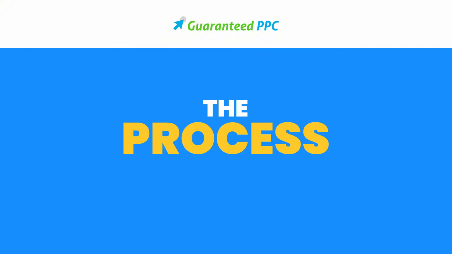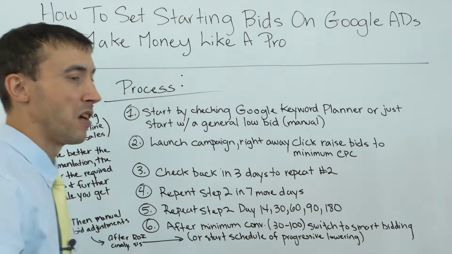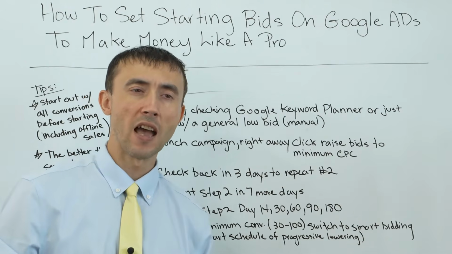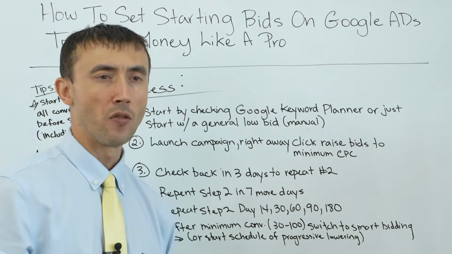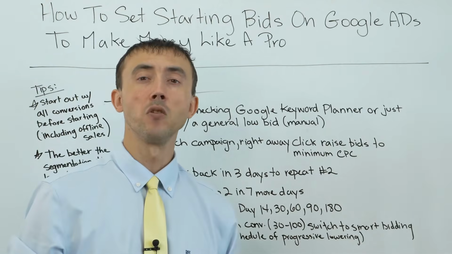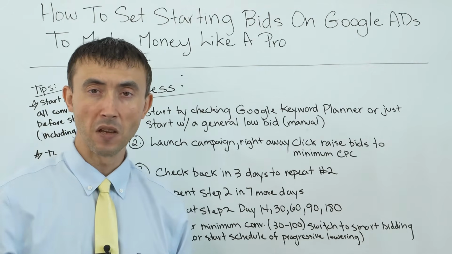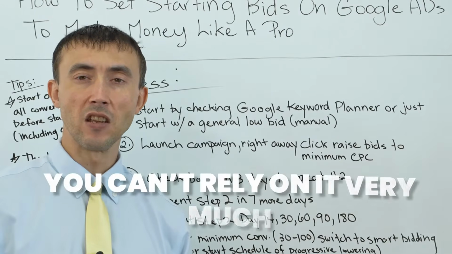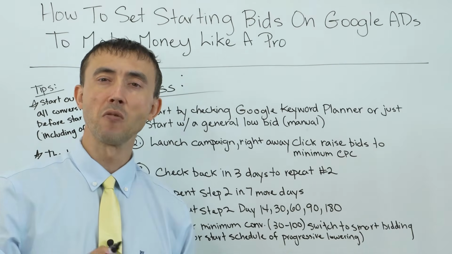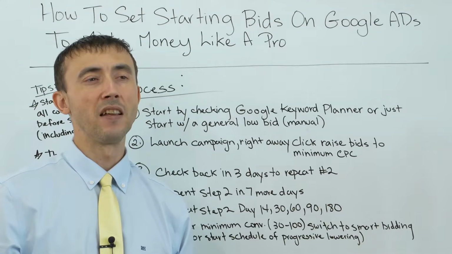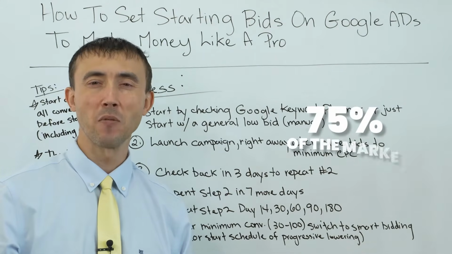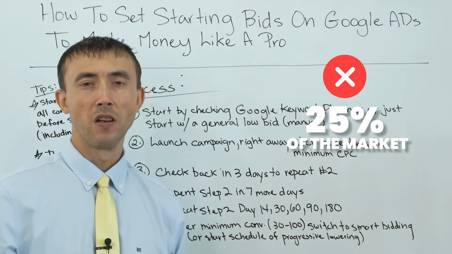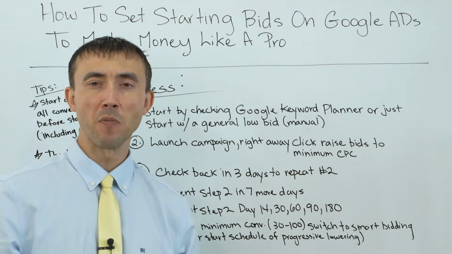Now, the process that we have for setting starting bids, given that I do get this question a lot: can you rely, or how much can you rely on the Google Keyword Planner to tell you what your starting bid needs to be? And the answer to that is you can't rely on it very much. It's a general guideline, but I would say 75% of markets you can rely on it, but 25% of the time it's way off.